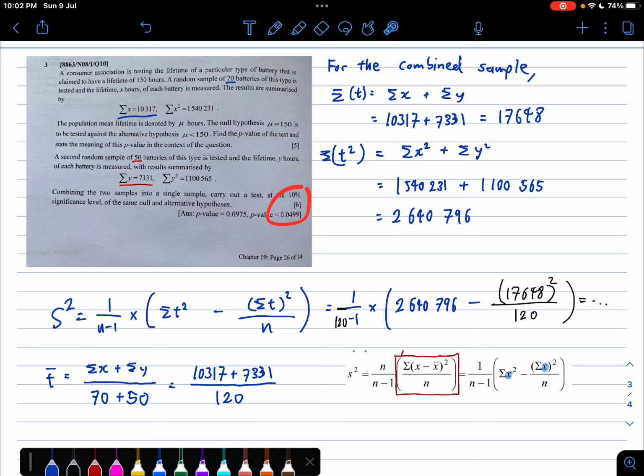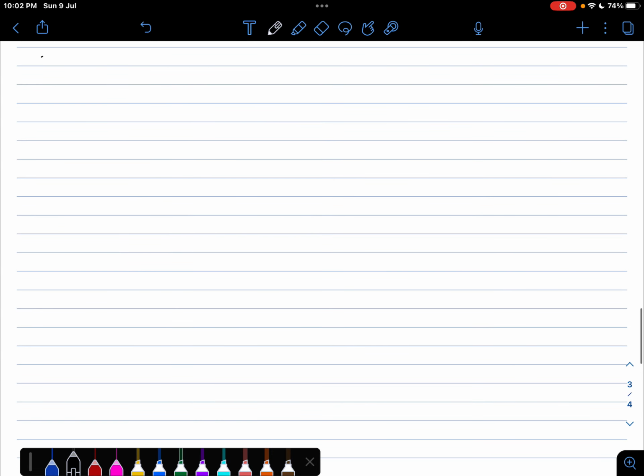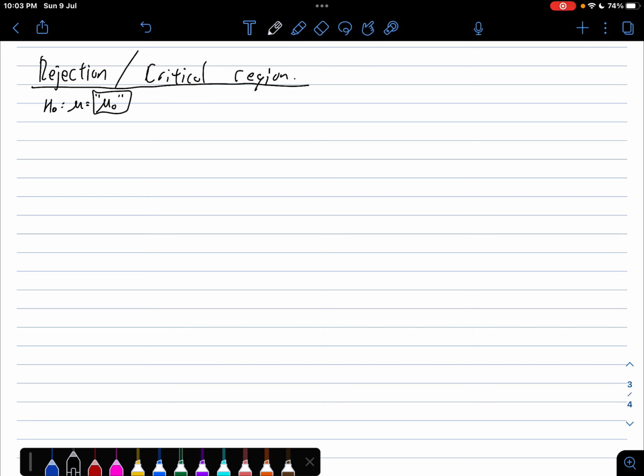Have you calculated S square and T bar already? Now you have another question about how to get the rejection region, right? Or aka the critical region. So how to do that? Here's what you need to know. Depending on the test, your H naught is always mu equals something known as mu 0. On your GC, you'll see this mu 0. It's the exact population mean that is assumed by default in the null hypothesis.